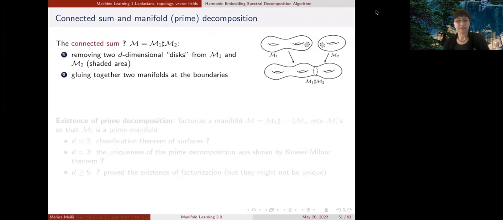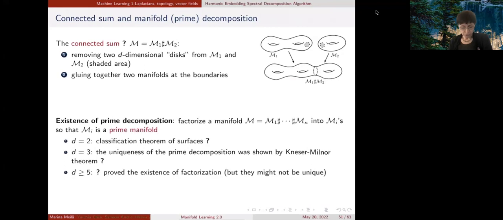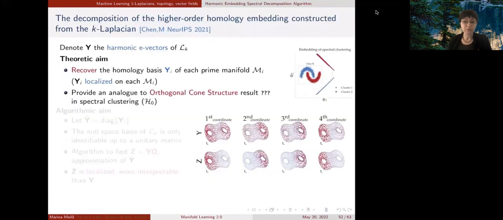And now our interest in data analysis and machine learning is, if we are given a composite manifold, can we decompose it into its component parts? So it's a form of clustering, but in a topological sense, or from topological arguments at least. We know that the prime manifold decomposition exists in all dimensions except for 4. 4 dimensions is not known. And so we are most interested in the low dimensions 2 and 3, but perhaps also 5 and higher. Yeah. So now that this manifold decomposition exists, can we do something in a data-driven way to get to it?